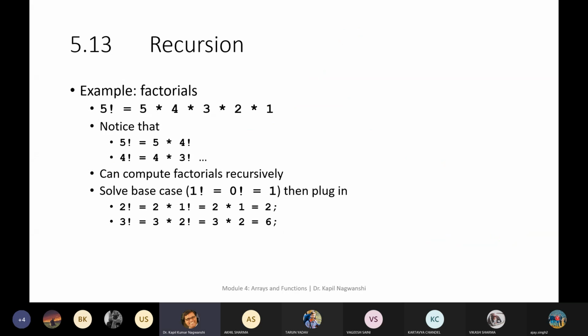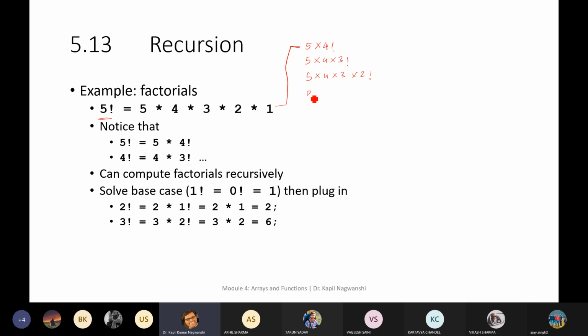So this is one example of recursion. Here you can see the factorial 5 can be written as 5 multiplied by 4 multiplied by 3 multiplied by 2 multiplied by 1. Think it over, how can we write this? It is 5 multiplied by 4 factorial, yes or no? After that 5 multiplied by 4 multiplied by 3 factorial, then 5 multiplied by 4 multiplied by 3 multiplied by 2 factorial, and then the base case will come.